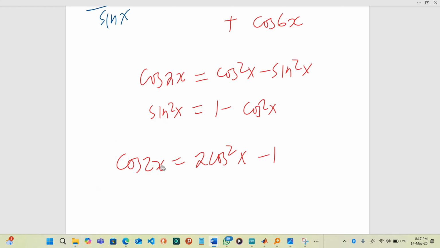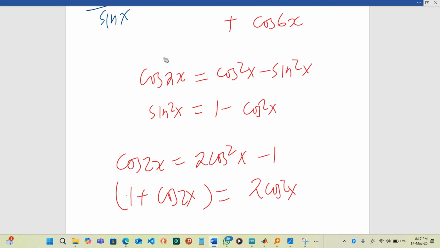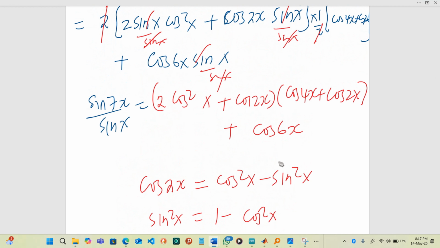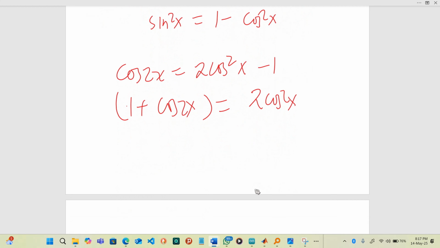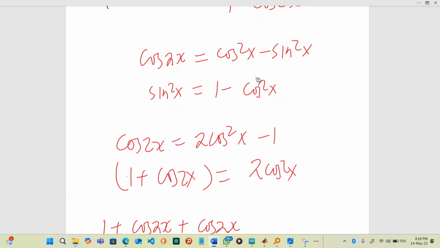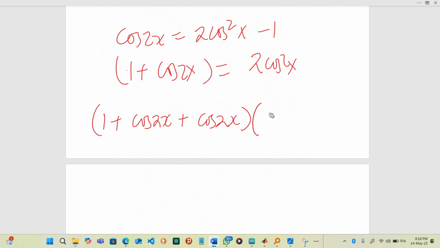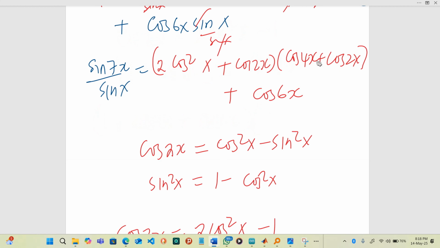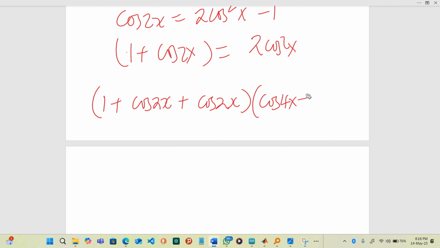So when we take it to the other side, we'll have 1 plus cos 2x, and this will equal 2 cos squared x. But remember, we already have the cos squared x here, so we just replace. So I'll have 1 plus cos 2x plus cos 2x, as you can see here. And then we are having this. So we have cos 4x plus cos 2x plus cos 6x.